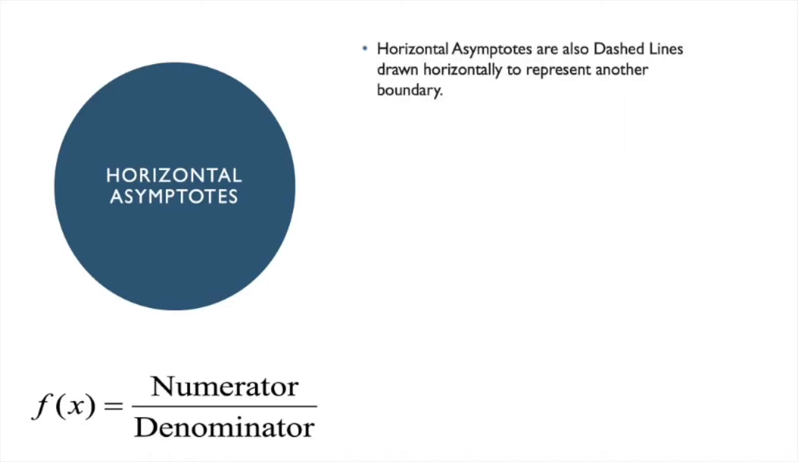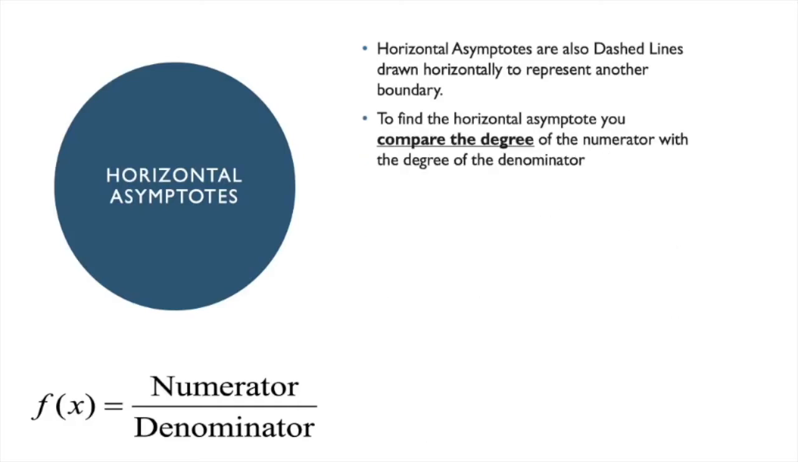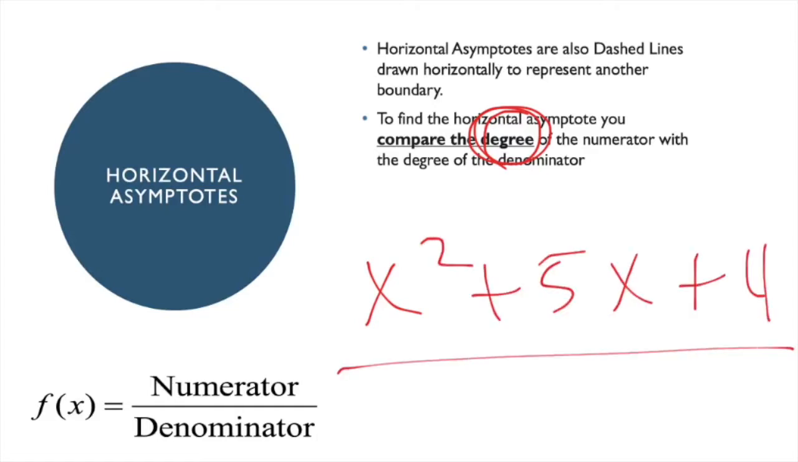All right. So we already know this part. This is our review part. The horizontal asymptotes are also dashed lines drawn horizontally to represent another boundary line. We did that one before. Last time it was always on the x-axis, and it moved up and down based on the shifts. But now we're going to find the horizontal asymptote by comparing the degree of the numerator with the degree of the denominator. So before we even start, we need to remember what that word degree means. So if I give you x squared plus 5x plus 4, what's the degree of this?